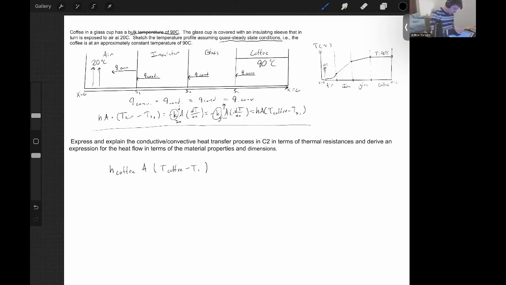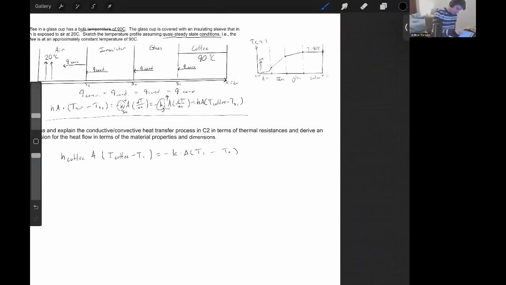This is equal to the conductive energy from the glass. So this is the negative thermal conductivity of the glass, multiplied by the area, times temperature 1 minus temperature 2. Now, let's set this equal to the insulator: thermal conductivity for insulation, times cross-sectional area, times T2 minus T3.